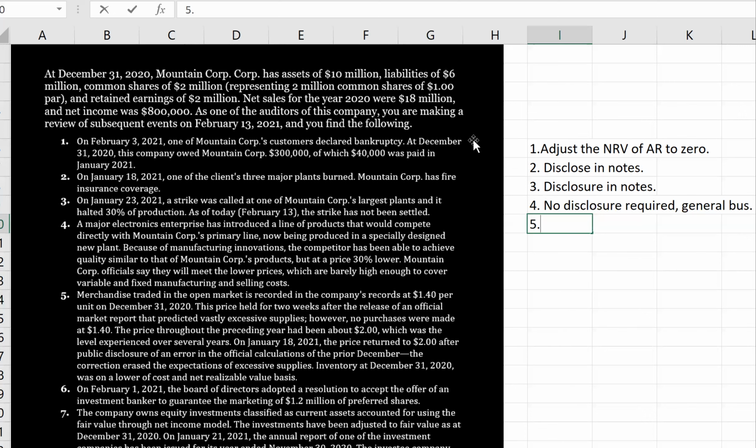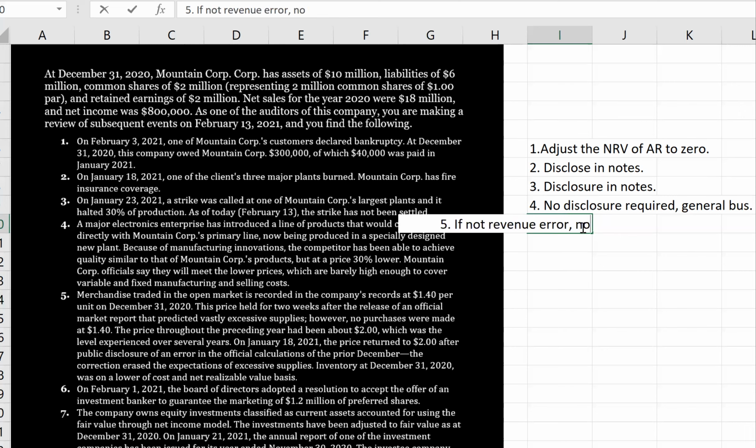That's interesting. So it was supposed to be $2. We recorded it in the company's records at $1.40, but then we found out that was wrong and it was supposed to be recorded at $2. It doesn't seem that there were any purchases made at this amount, because it says no purchases were made at $1.40. So this is basically just about merchandise quoting. There weren't actually any purchases made at the incorrect amount, so no disclosure is required. So we're going to say for 5, if no revenue error, no disclosure.